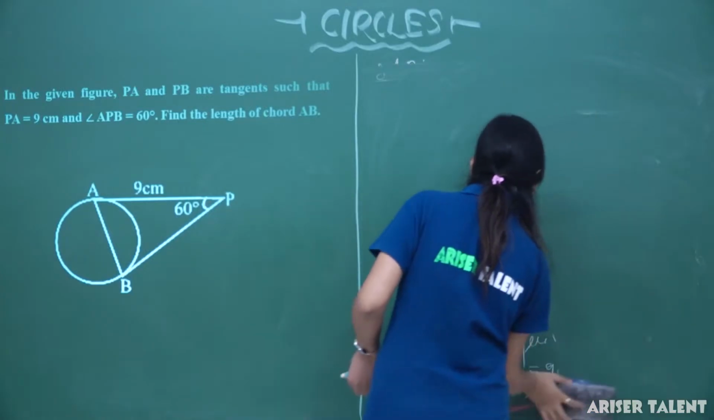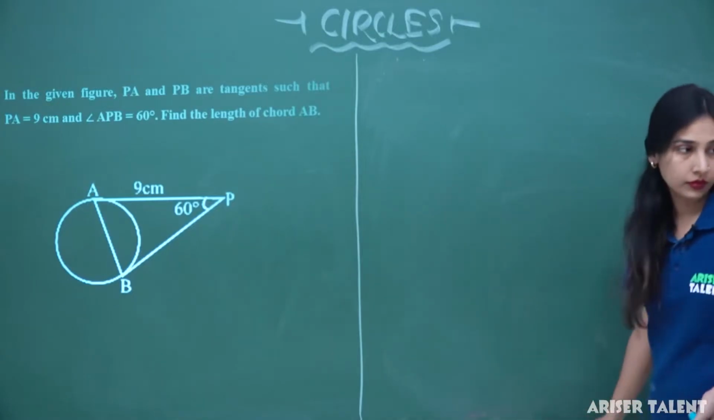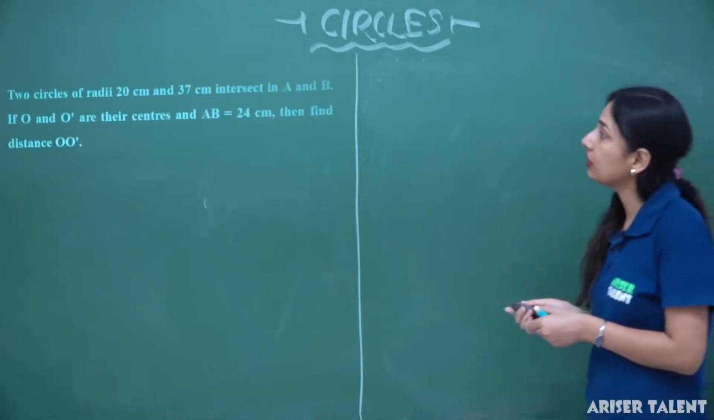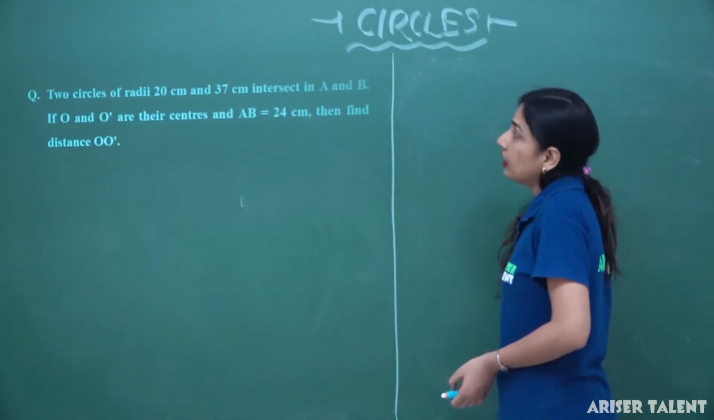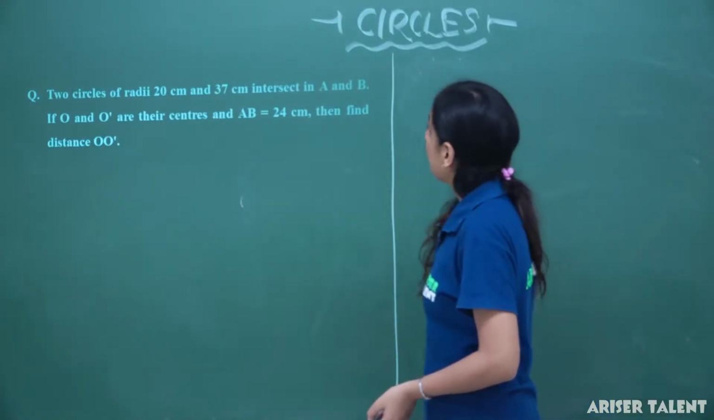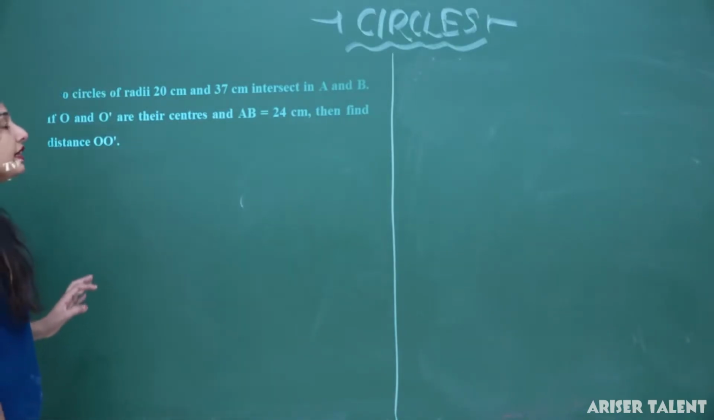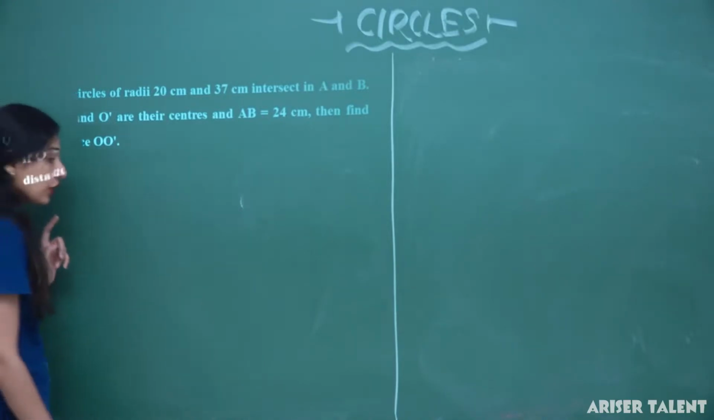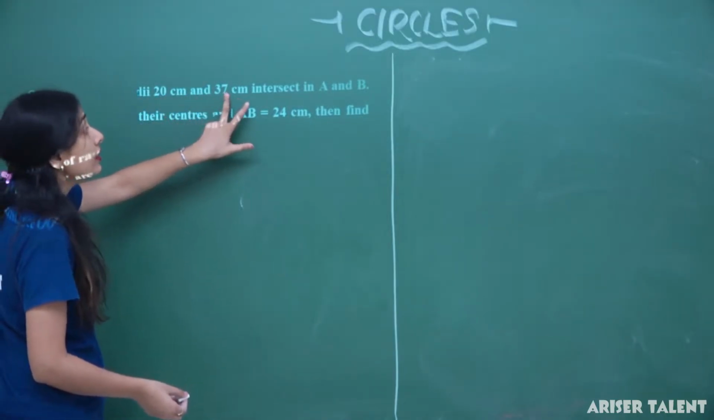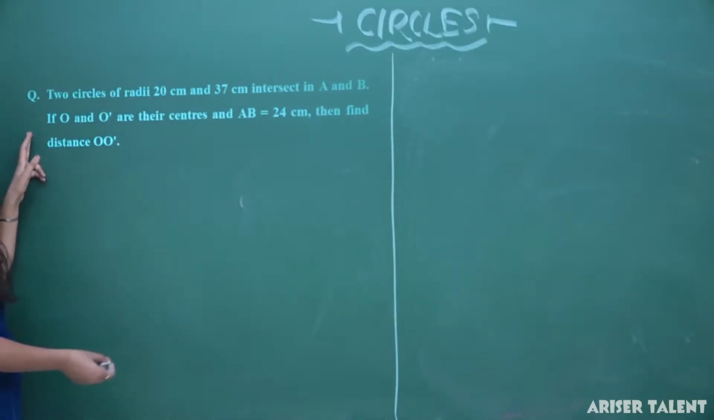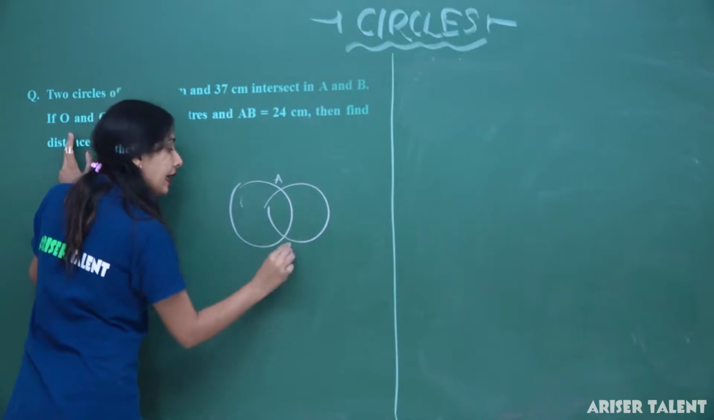Okay, students, moving forward with another question. So, we have another question here. Two circles of radii 20 centimeter and 37 centimeter intersect in A and B. If O and O dash are their centers and AB equals 24 centimeter, then find the distance OO dash. So, can I have a rough diagram: two circles of radii 20 centimeter and 37 centimeter intersecting at A and B.